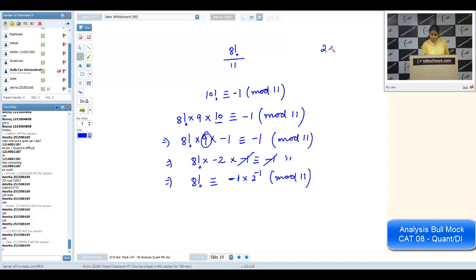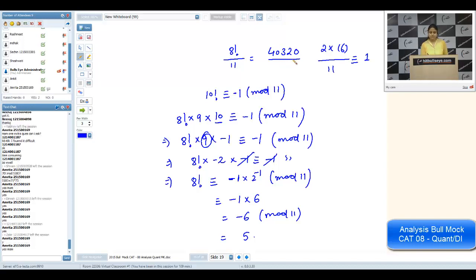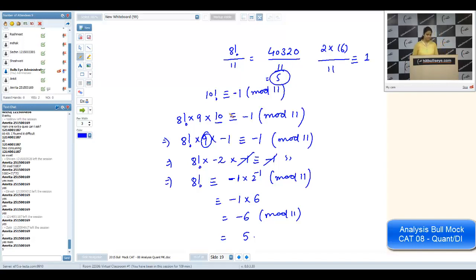Now 2 multiplied with what, when divided by 11, will give you 1 as the remainder? I think 6. So I am replacing it by 6. So I am getting minus 6. So what is the remainder here? It is 5. We have checked it. What is 8 factorial? It is 40320. When divided by 11, what is the answer? It was 5. Is it okay, Amrita? You can apply the multiplicative inverse thing.